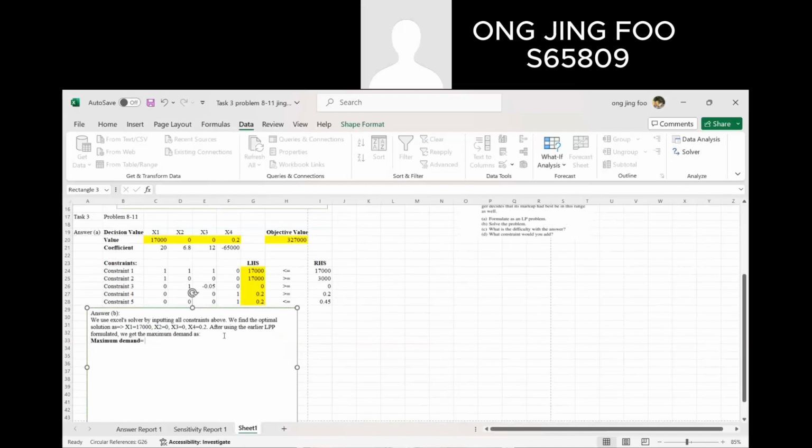So after using the LP formula, we can also get the maximum demand. So our maximum demand is 20 x1 plus 6.8 x2 plus 12 x3 plus bracket negative 65,000 x4, and we get the answer 327,000. So this is the answer that we got from the solver.